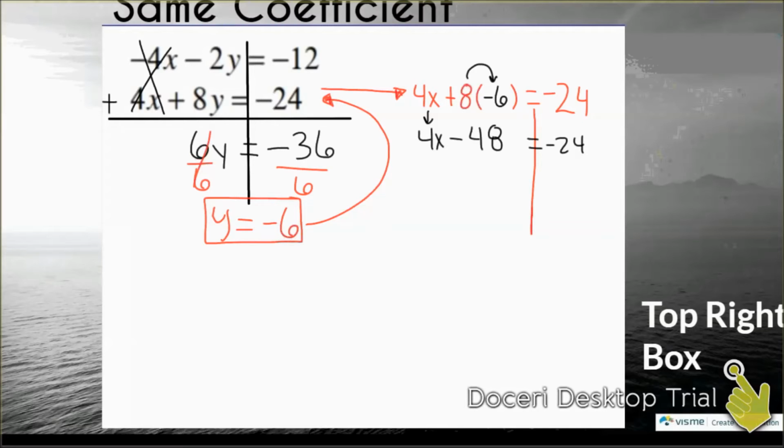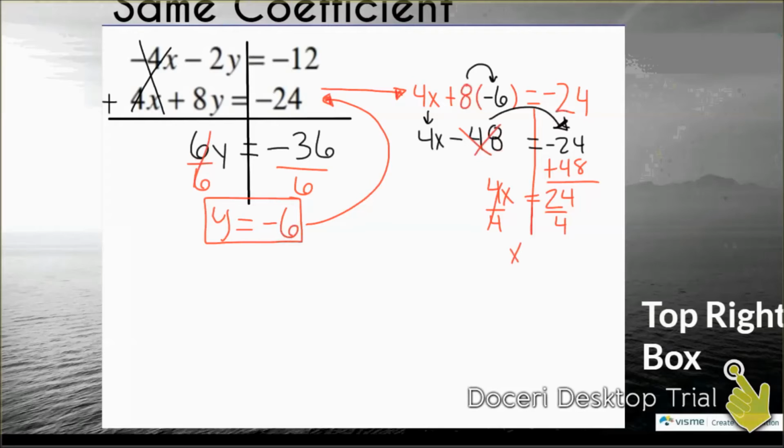And then I need to move my -48 to the other side. Again, help me out. What's the inverse of subtraction? So everybody, what's the inverse of subtraction? Okay, so we should have said addition. So we're going to add 48 over to this side. And that leaves me with 4x equals negative 24 plus 48. Remember, adding a positive and a negative, we really subtract them. So this leaves me with positive 24, and I just have to divide my sides by 4.